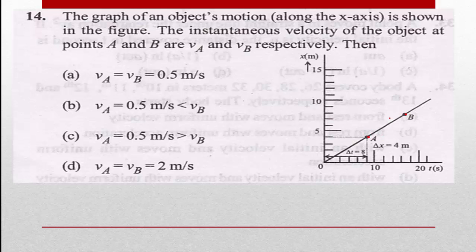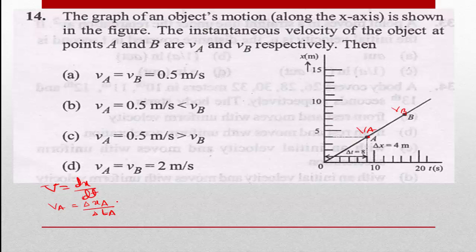The instantaneous velocities at the points A and B are VA and VB respectively. Here the velocity at this point is VA and the velocity at this point is VB. Then instantaneous velocity V is equal to dx divided by dt. From this graph, velocity at point A is the change in displacement divided by the change in time.